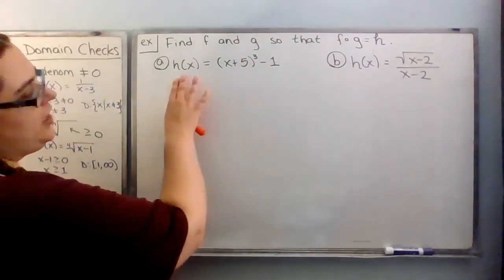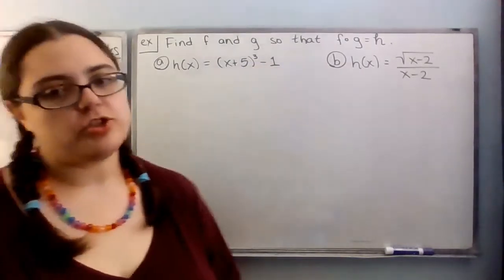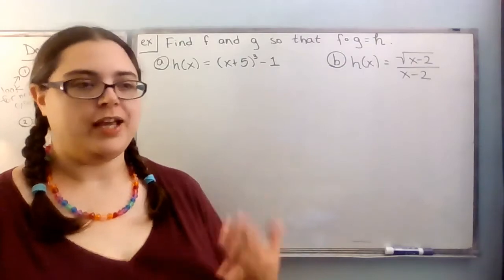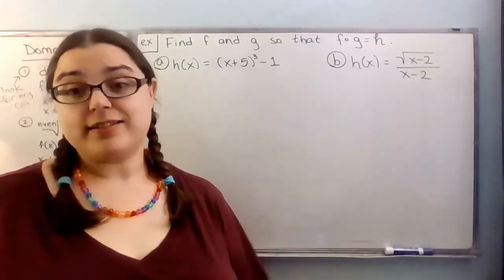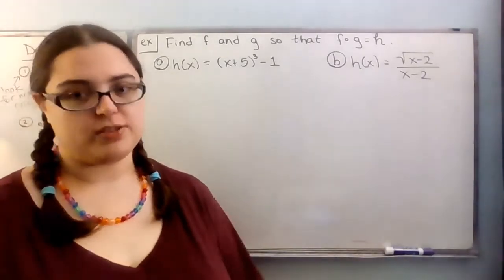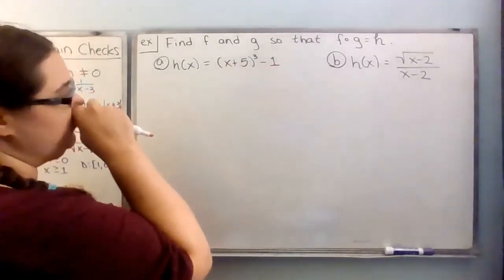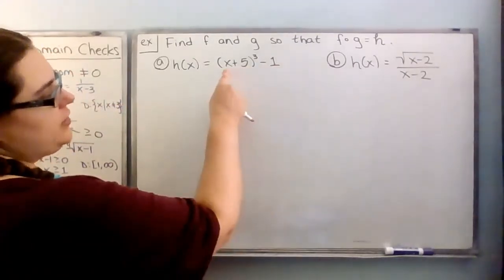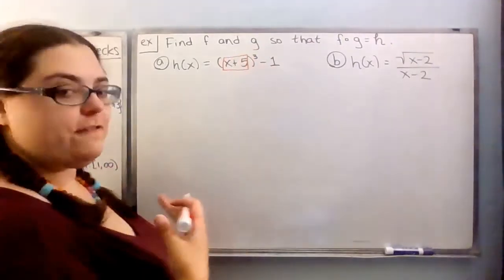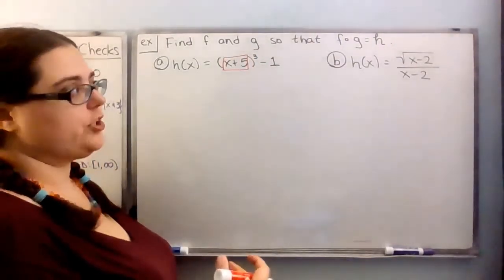So for part A, h of x is x plus 5 cubed minus 1. Now I'm going to show you the little trick that I do to figure this one out. So what I do is I say, okay, if I'm x and I'm being plugged into this function, what's the first thing that happens to me? So in this case, when I look at this function, the very first thing that I do to x is I add 5. That very first thing that you're doing to the function, that's going to become your inside function.